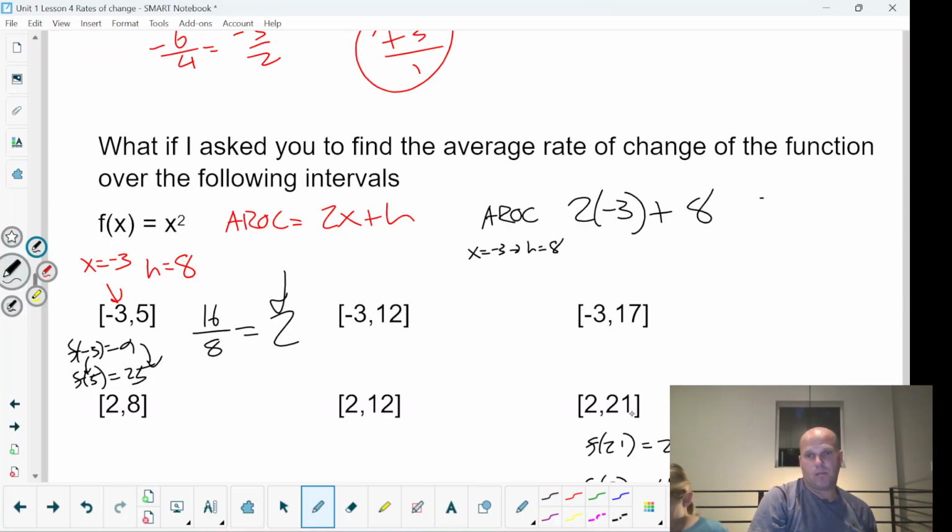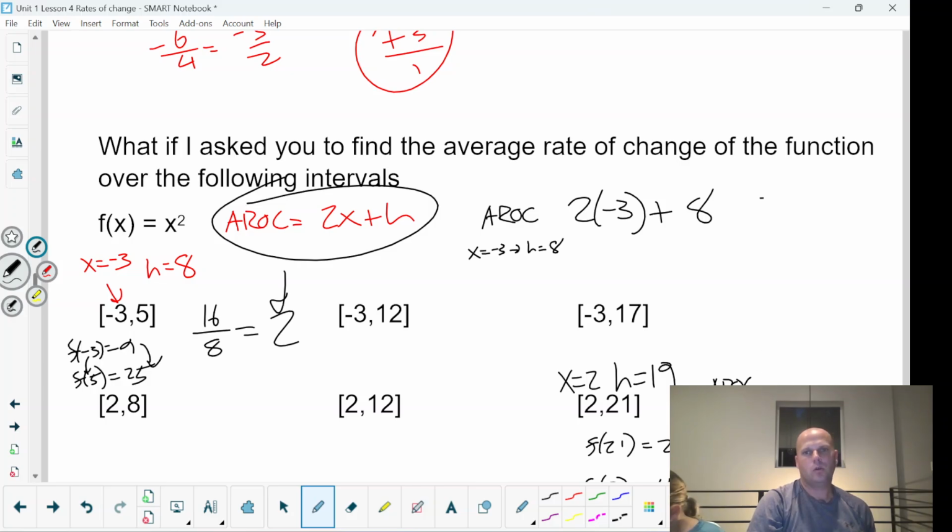What's going to be really helpful is, look at this situation. Our x is going to be 2. My h is going to be 19. So I can find my rate of change very easily using the rate of change formula, which would be 4 plus 19, and that's 23.